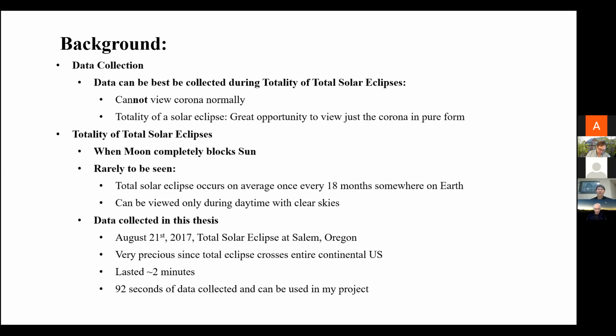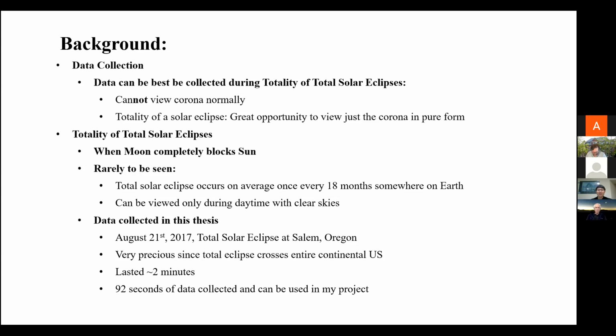That is when the sun itself is completely blocked by the moon. And this is really rare to be seen. A total solar eclipse occurs on average somewhere on Earth once every 18 months. And keep in mind, it also has to be clear skies and during the daytime.